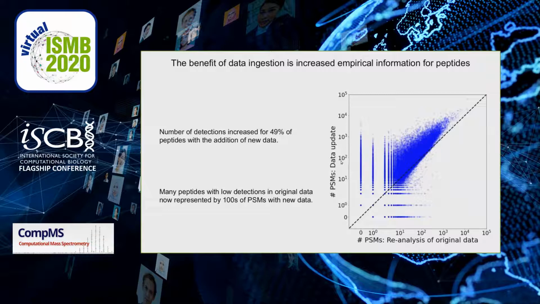While nearly 50% of peptides gained new matches with the additional data, many peptides with low numbers of detections in the original data set are now represented by hundreds of new matches. This gives us much more data to synthesize for these peptides and gives users much higher confidence predictions for information that relies on spectral counts, such as charge state distributions, which I will talk about shortly.